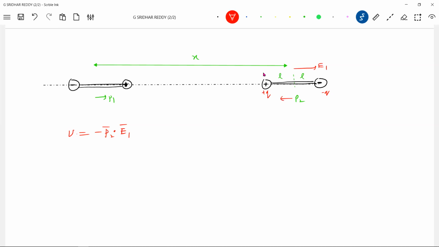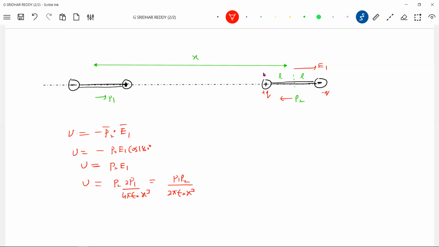There's a negative charge, there's a positive charge, no? We'll put it in this way. Now U is equal to minus P2 E1 cos of the angle between them. What is the angle? 180 degrees. Cos of 180 is minus 1, so this becomes plus P2 E1, and we get the interaction potential energy. Now what is E1? E1 is equal to 2 P1 by 4 pi epsilon naught x cube. So this becomes P1 P2 by 2 pi epsilon naught x cube.